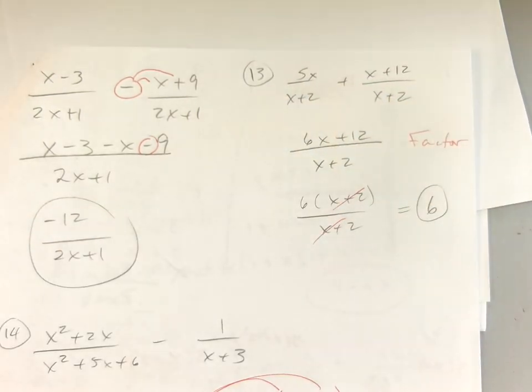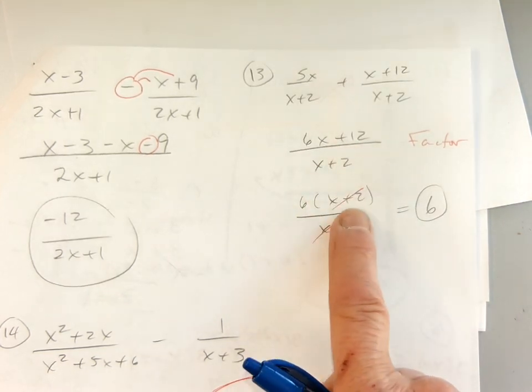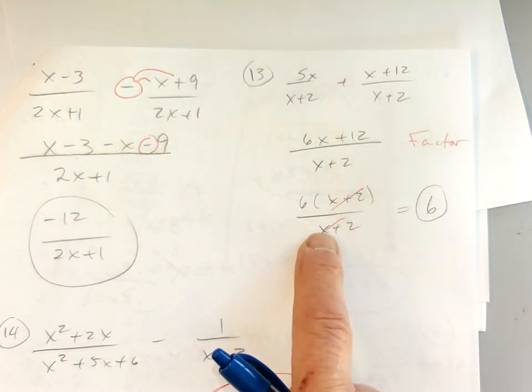Now wait a minute. We can do more. Factor out a 6 out of both terms, and I get 6 times x plus 2. These two cancel, and I'm left with just a 6.